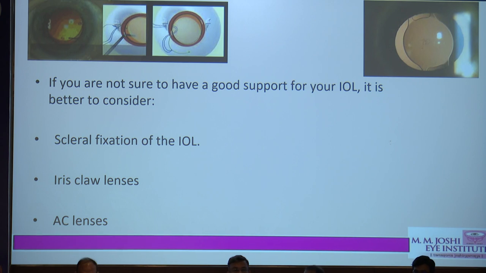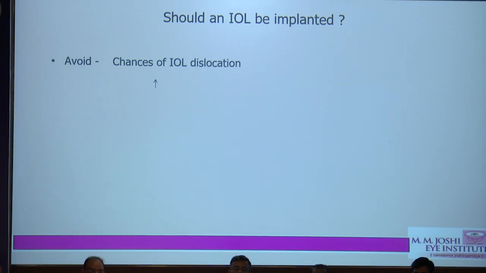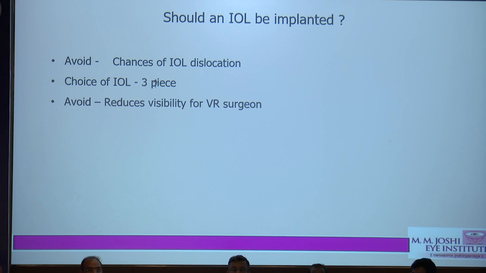If you're not sure to have a good support for your IOL, then I always suggest to have a scleral fixated IOL or iris claw. I have stopped using AC lenses long back, and I don't suggest people to use AC lenses either. So should an IOL be implanted? Avoid it if there is a large rent, especially more than 6 millimeter in diameter. The chances of dislocation are high, and these are the points I'm speaking about when you have a cortex or nucleus drop. After having a cortex or nucleus drop, whether we should implant the IOL is the most important question to be thought of. So the choice of IOL, you all know, is definitely the three-piece.